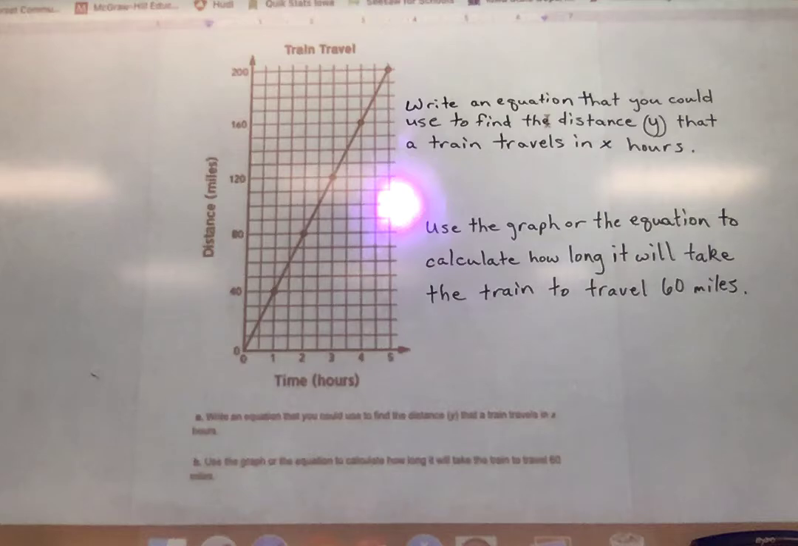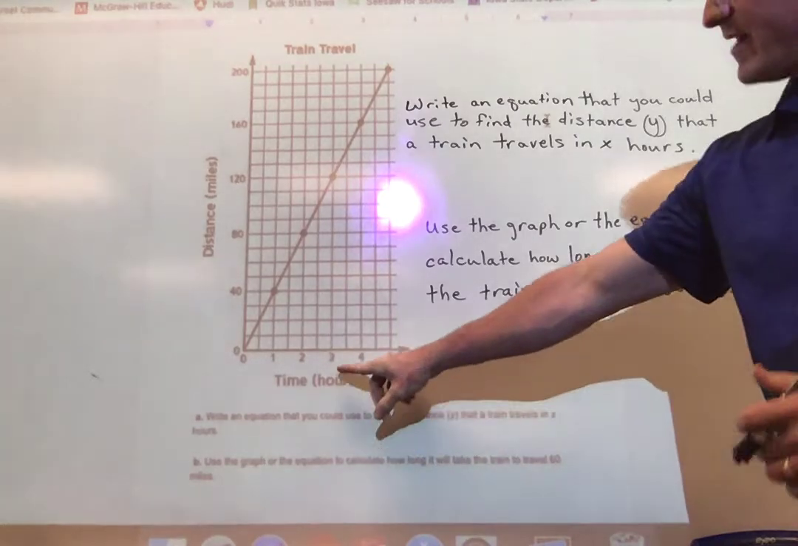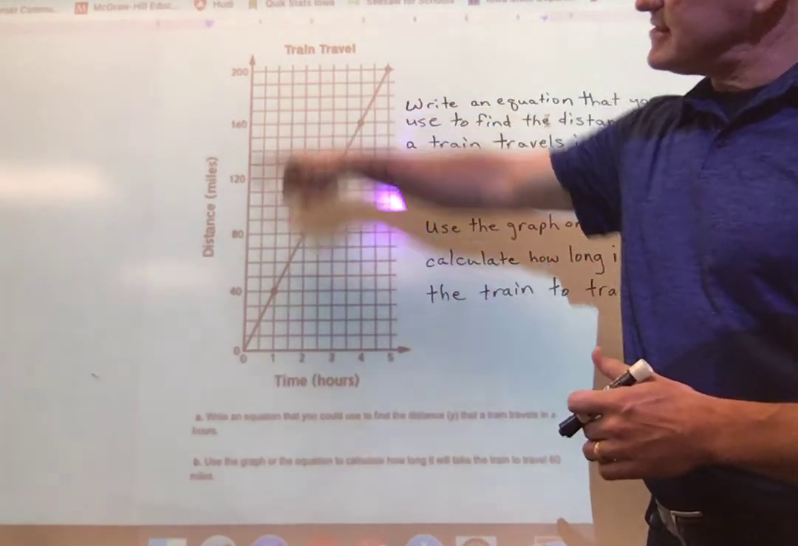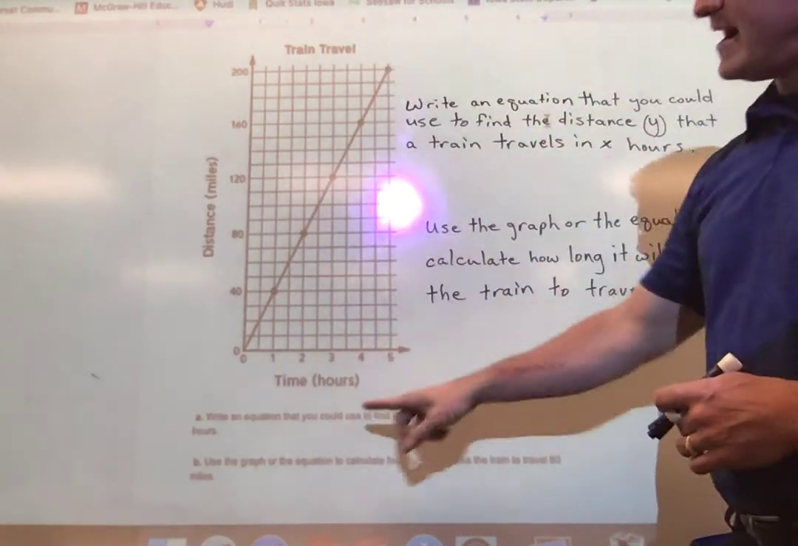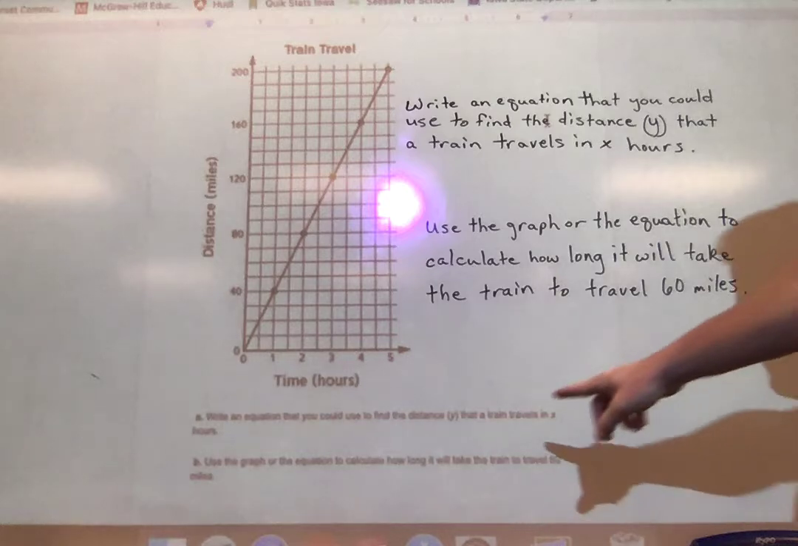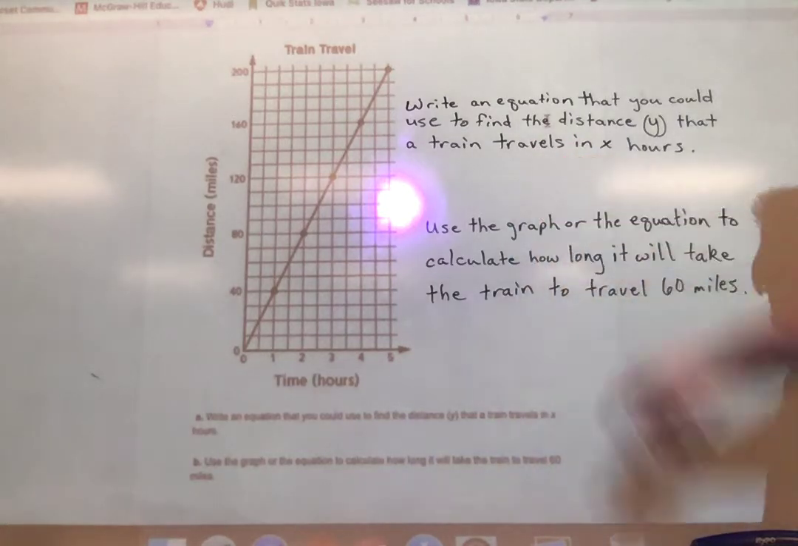Morning guys, on Exit Slip 710, our job is to be able to use formulas or graphs to make some conclusions and to see some patterns and be able to answer some questions here. So in this case we've got a graph. On my x-axis here is the time in hours, and then this is the distance that this train travels in miles in those hours. All right, so we're supposed to write an equation, and these questions down here are kind of small, so I rewrote them up here to make it a little easier.